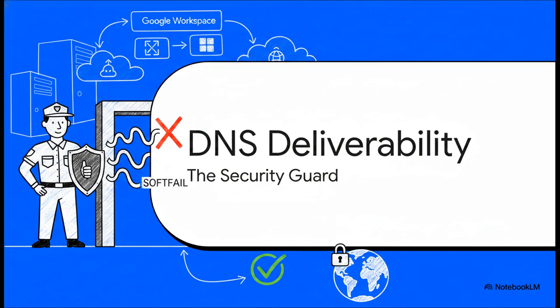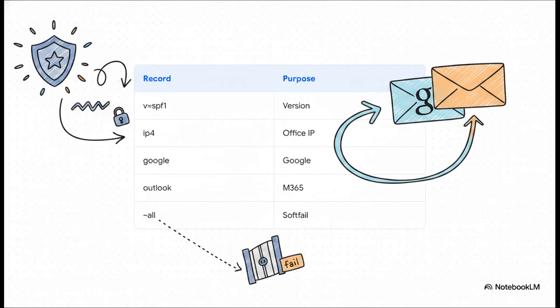All right, Section 4, Perfecting DNS and Deliverability. Let's talk about our security guard. Now that our internal routing plumbing is working flawlessly, we have to secure the external perimeter so our mail doesn't get flagged to spam by the rest of the world. We do this by updating the SPF record. It's just a simple text file in our DNS, but it acts as our ultimate VIP security list. Let's deconstruct it piece by piece.